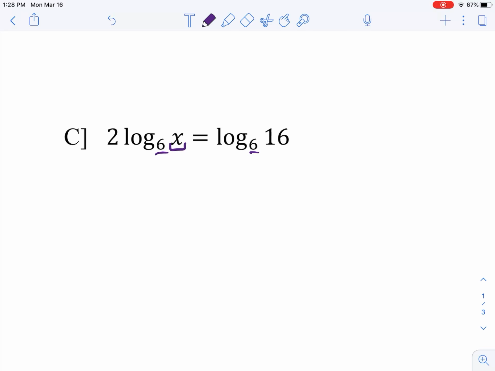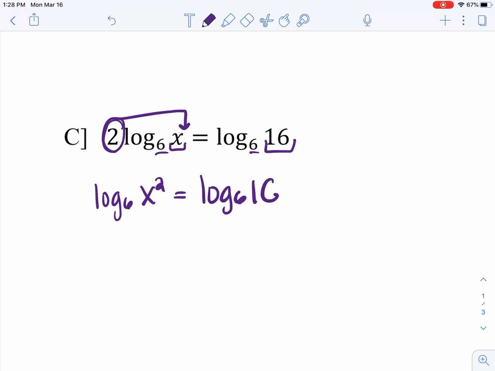All right, next one. I would like to set the arguments equal to each other right now, but I do notice that I have this 2 hanging out in front. So now remember your properties of logarithms. I can take that 2 and write it as an exponent. So now I have log base 6 of x squared is equal to log base 6 of 16. Now I can set my arguments equal to each other.